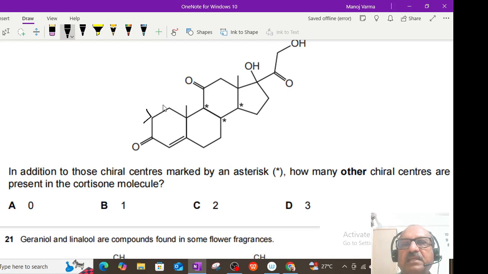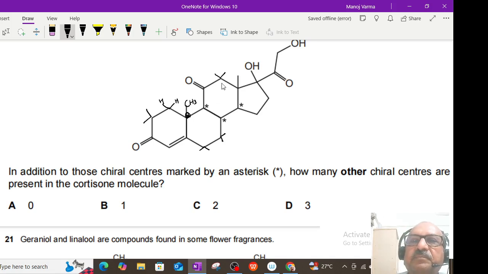so this is not a chiral center. There are 2 hydrogens over here, so this is also not a chiral center. This is a methyl group over here, right? And so if you look at this particular carbon, then it is joined with a methyl group. This group is different, this group is different, and this group is different. So this is a chiral center in addition. And similarly here there are 2 hydrogens, so this is not a chiral center. 2 hydrogens, not a chiral center. 2 hydrogens, not a chiral center.